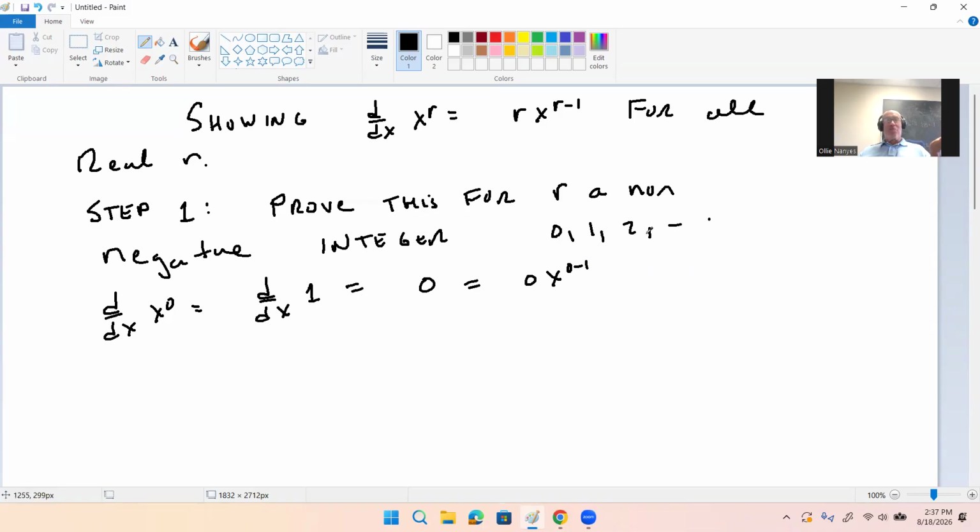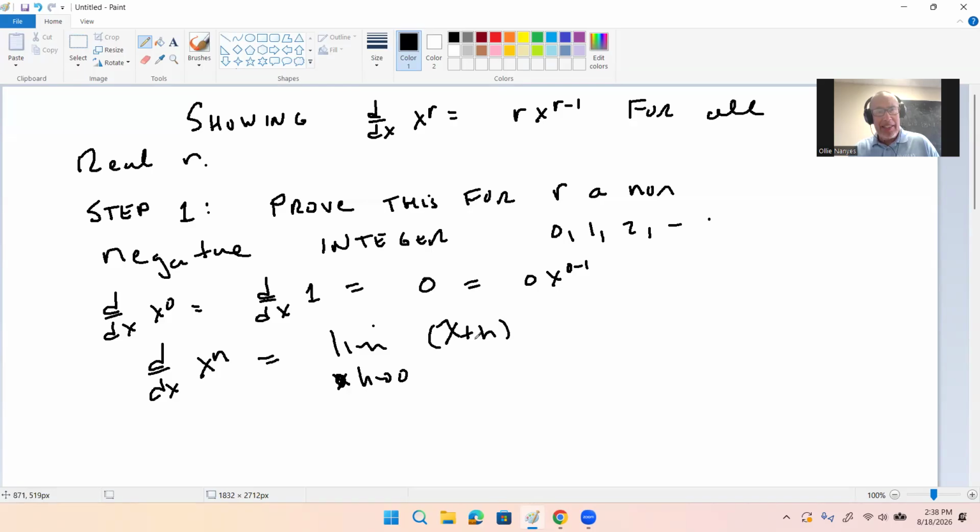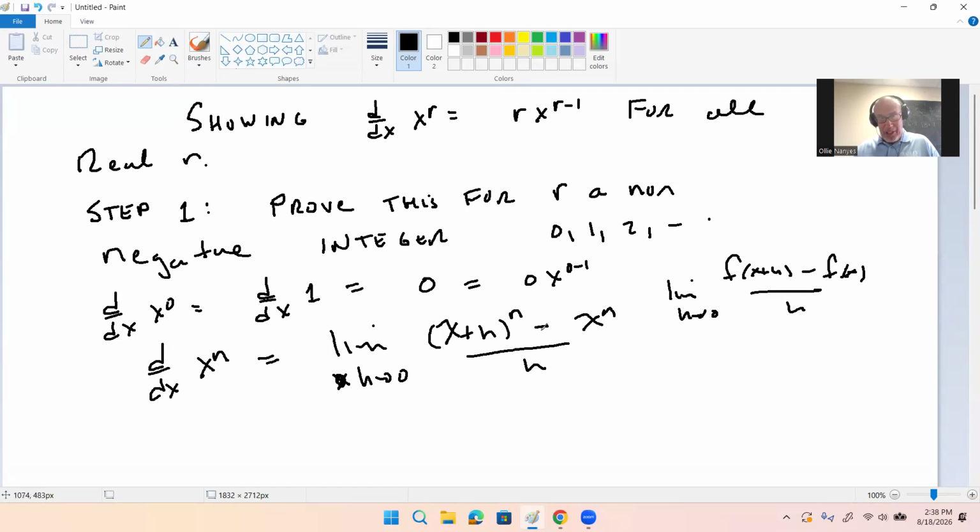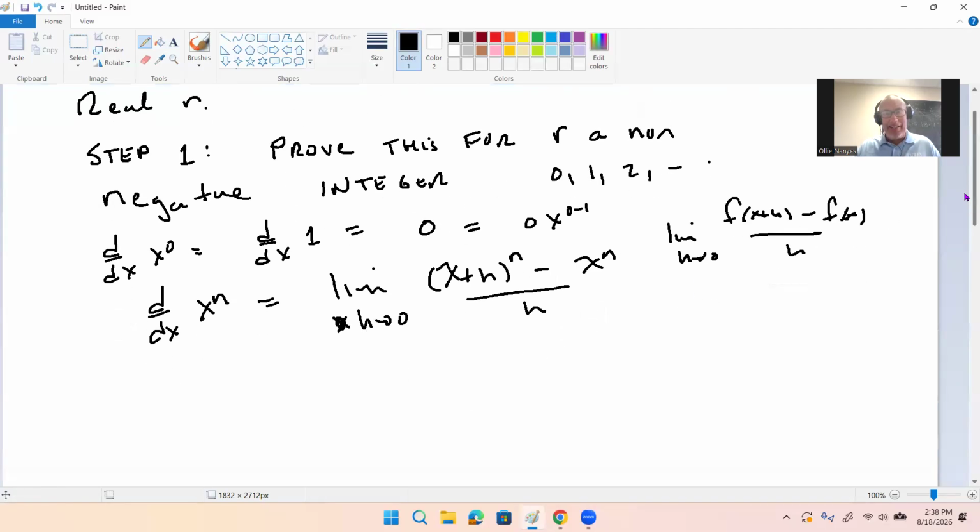So let's just choose some integer that's not 0. Let's figure out what the derivative of x to the n is, where n is not 0. Well, by the limit definition, as h goes to 0, of x plus h to the n minus x to the n over h. And remember, this is just taking a limit of the difference quotient. That's the definition of derivative. So we're going to use this definition of derivative here.